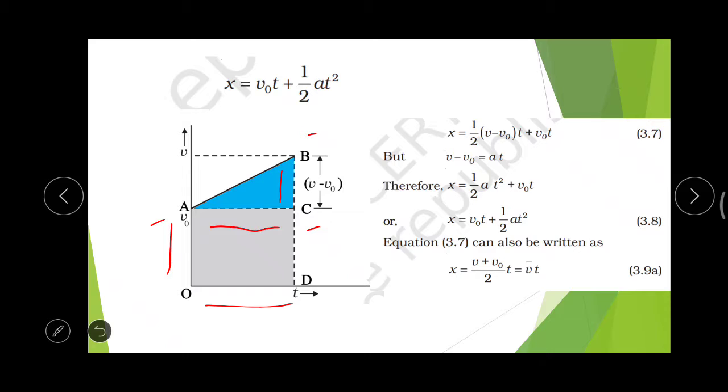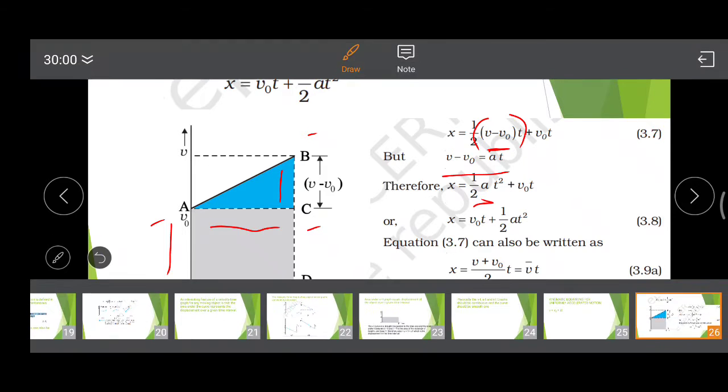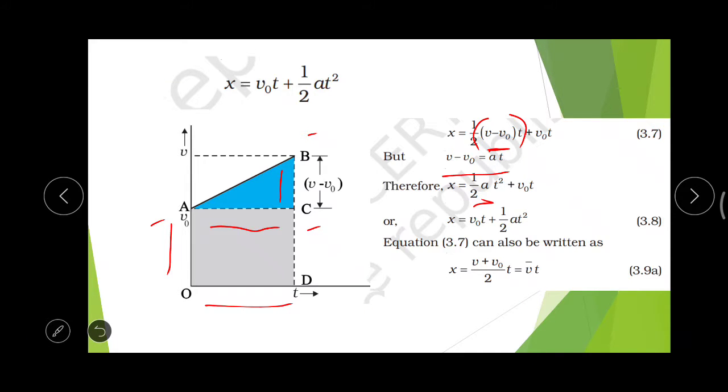From the previous equation you know that v minus v0 is equal to at. So instead of v minus v0, you substitute the value at. So at into t, isn't it? That gives at square plus v0 t. So x will be equal to v0 t plus half a t square.